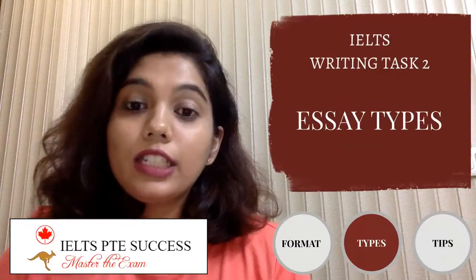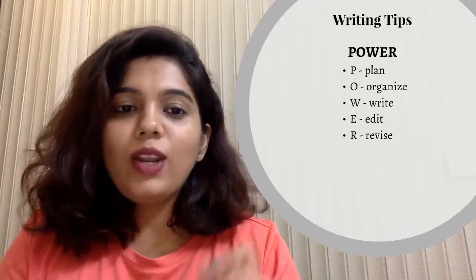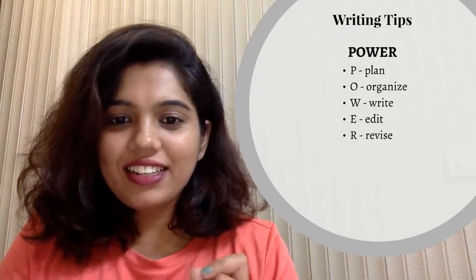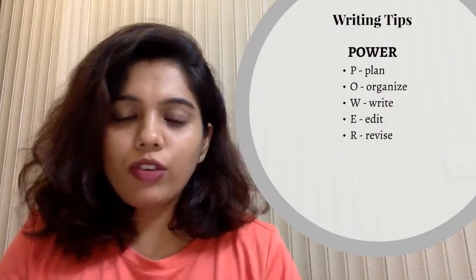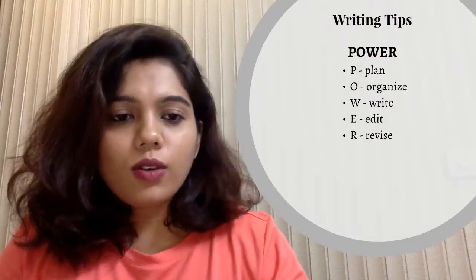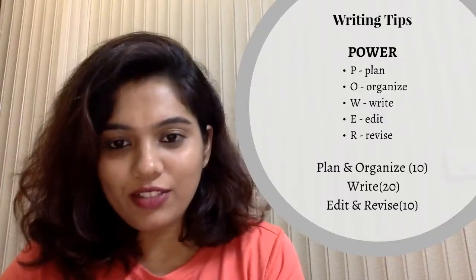Now, this brings us towards the end of the essay types, and let's go forward to what are the tips that we have to give to you so that you can do your best on this task type. So, there's something known as POWER, it's an acronym, and it stands for Plan, Organize, Write, Edit, and Revise. Now, you might ask, what are these five things that you need to do if you have to write an essay? So, a simple plan is you plan and organize your essay for 10 minutes.